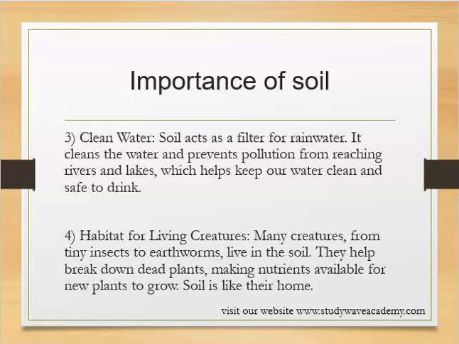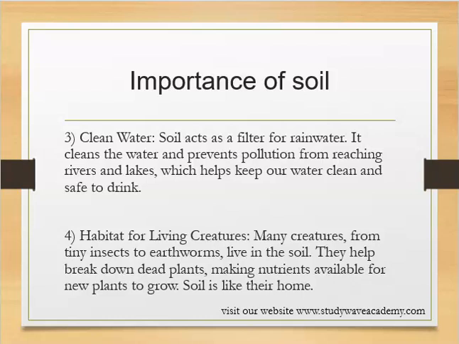Clean water. Soil acts as a filter for rain water. It cleans the water and prevents pollution from reaching rivers and lakes, okay? Which helps keep our water clean and safe for us to drink. So soil serves as a filter. It filters the dirt. When rain falls, the soil absorbs the dirt, and clean water will flow to the river and it will not be polluted, okay? And it's safe for us to use.